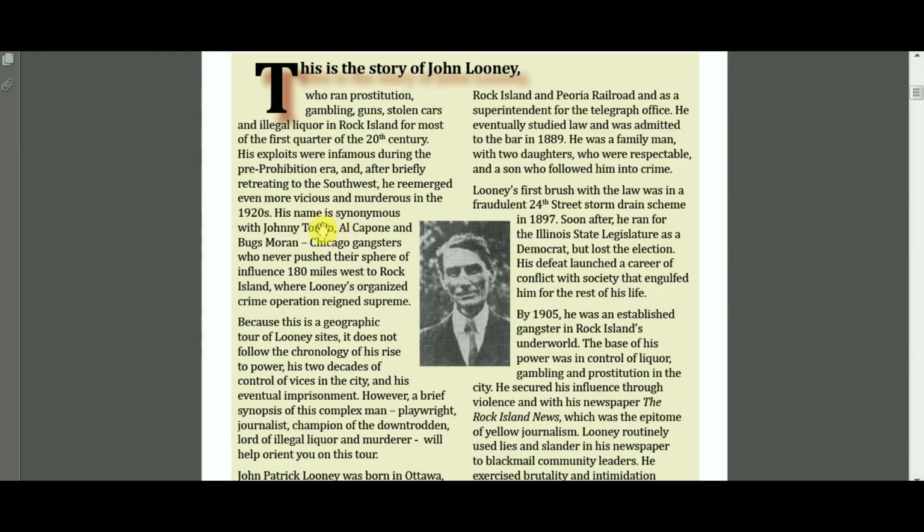This is a story of John Looney, who ran prostitution, gambling, guns, stolen cars, and illegal liquor in Rock Island for most of the first quarter of the 20th century. His exploits were infamous during the pre-Prohibition era, and after retreating to the Southwest, he reemerged even more victorious and murderous in the 1920s. His name is synonymous with Johnny Torrio, Al Capone, and Bugs Moran, Chicago gangsters who never pushed their sphere of influence 160, I said 160, it's actually 180 miles west to Rock Island, where his organized crime operation reigned supreme.